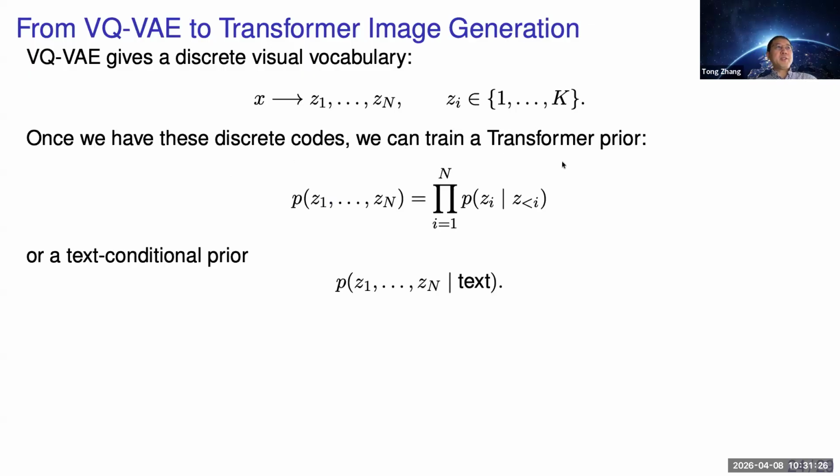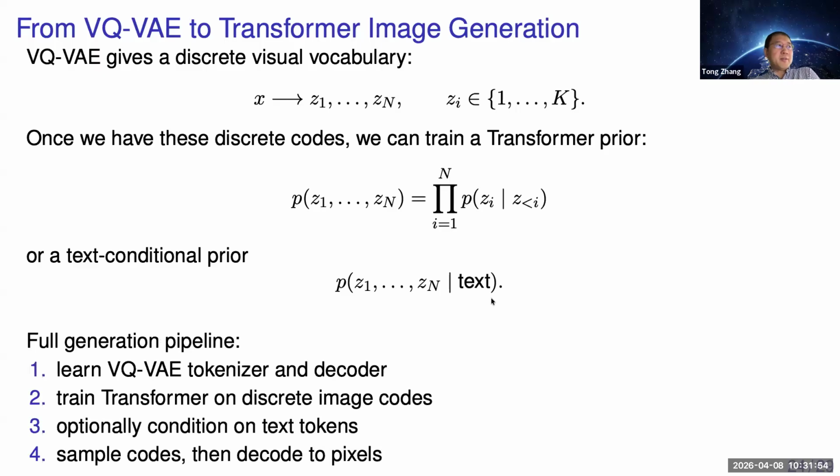Once we have the discrete codes, we can use a transformer. Each code is an image patch, and you code one image patch at a time. Then you have a transformer prior, or a text-conditioned prior. So basically, you could also do text conditioning.